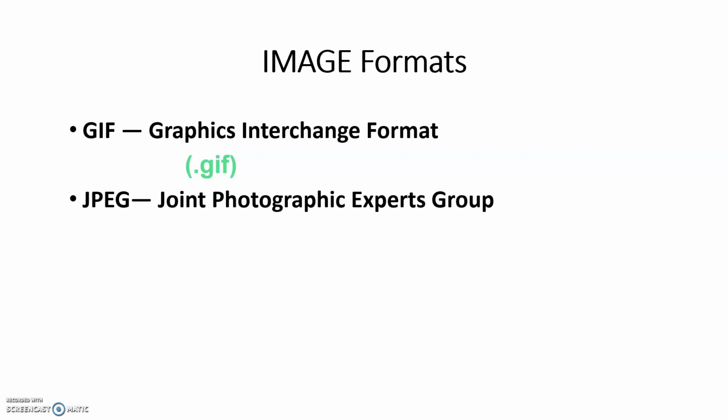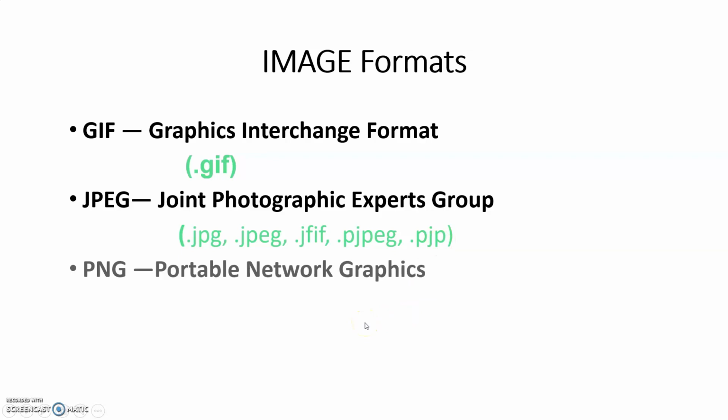Another one is the JPEG, which has an extension of .jpg or .jpeg and these other extensions. And the last one, which is commonly used, is the PNG, which has the extension .png, which means Portable Network Graphics. Okay, so I'll show you an example of this file.